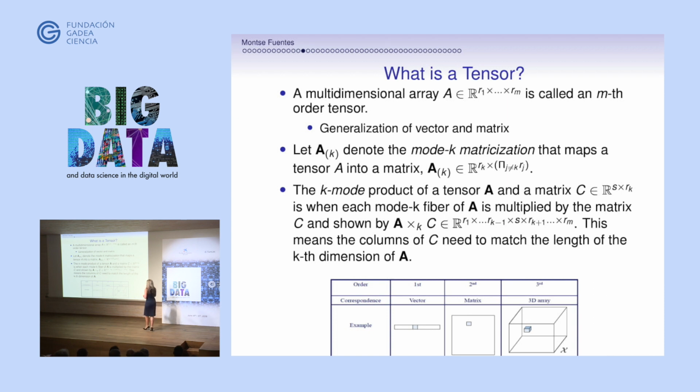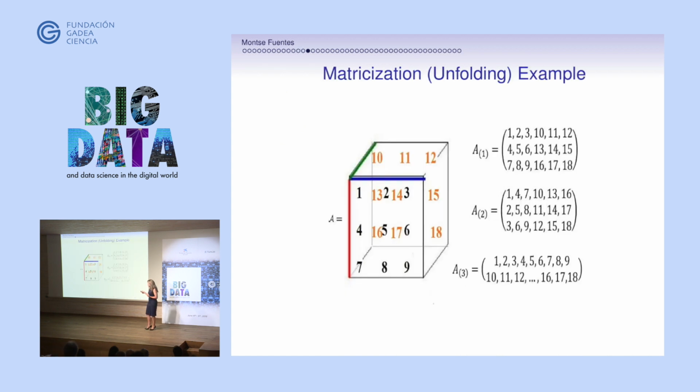A couple of things that I want to make you aware of. How we project a 3D image into a matrix is what we call matricization. That can be done in different ways. That's what we call the mode 1, mode 2, or mode 3 matricization. So let me show you in the next image how that could work.